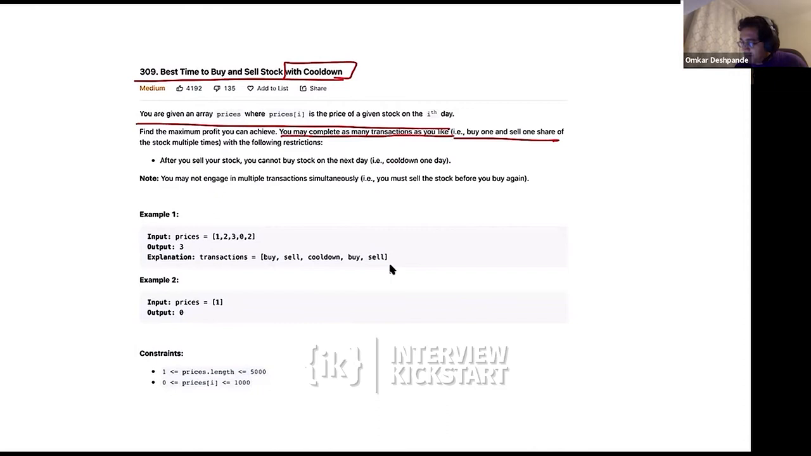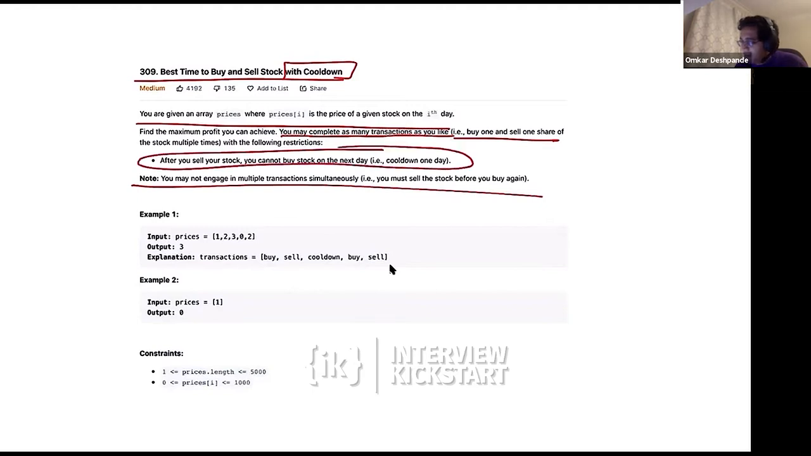You can only hold one stock at a time. So that's this constraint. The new thing that this problem adds is that when you sell your stock, you cannot buy the stock either on the same day or even on the next day. Right? So you have to leave at least a 2-day gap between a sell event and a subsequent buy event.